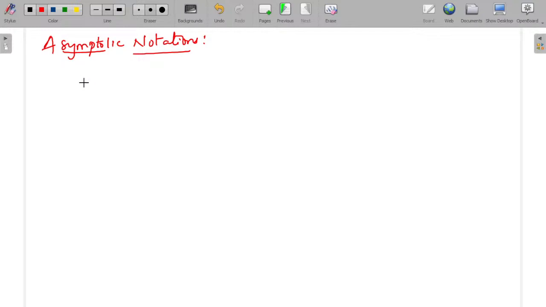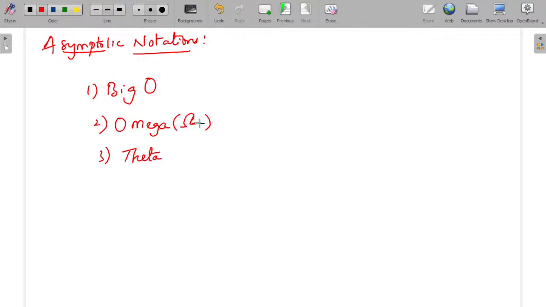The first and most famous asymptotic notation is big O notation. The next asymptotic notation that is more popular is omega notation. And the third one is theta notation. These are the more popular asymptotic notations, which are used to represent the time complexity of any given algorithm. Not only time complexity, it can be space complexity also.